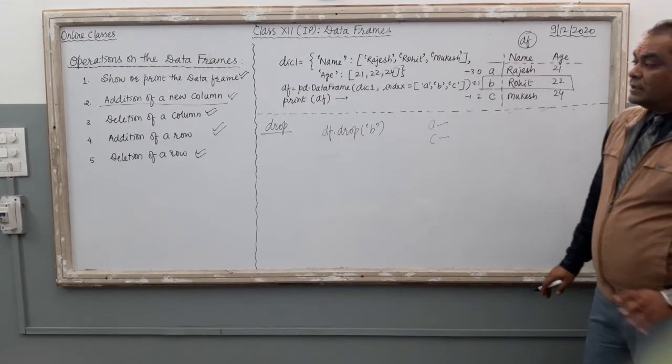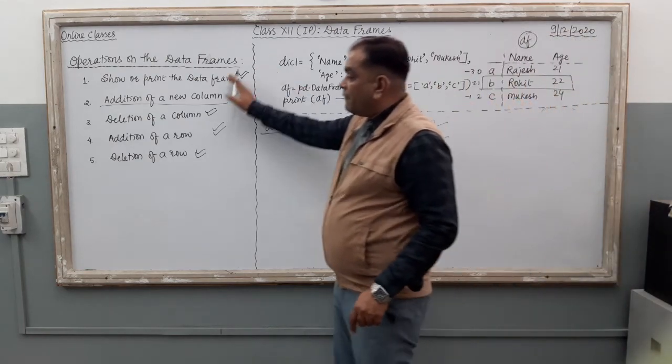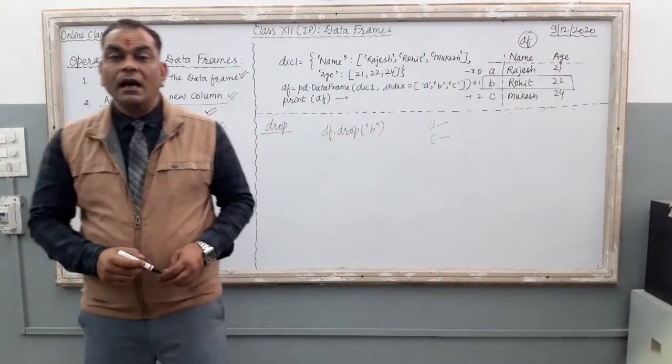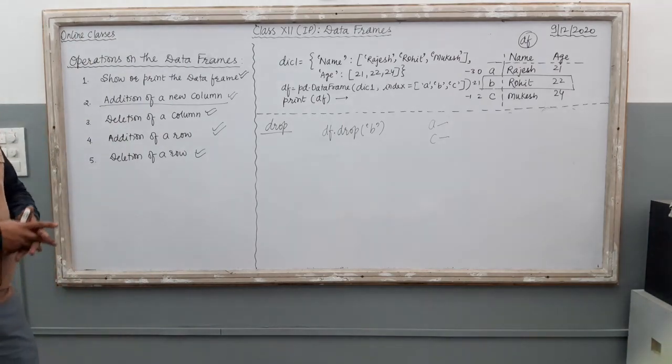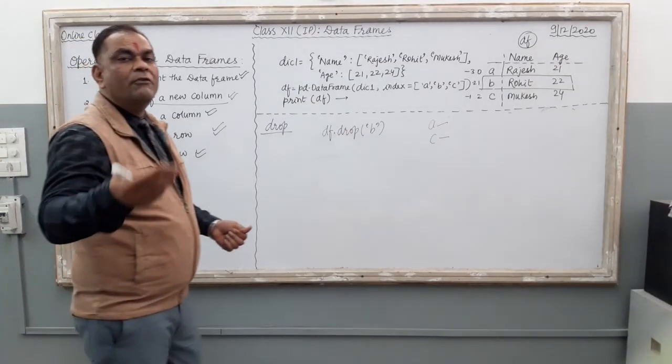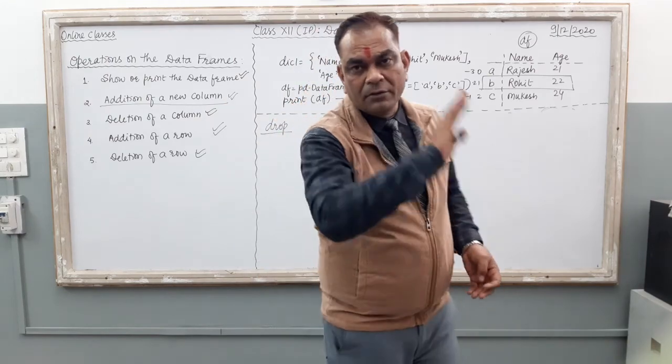Clear? So these are the 5 different operations that we can conduct on the data frame. Some more operations are related with the data frame also. We will discuss it in the new video lecture. Right? Thank you very much.